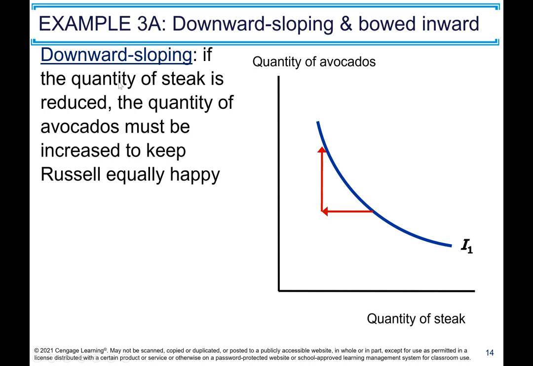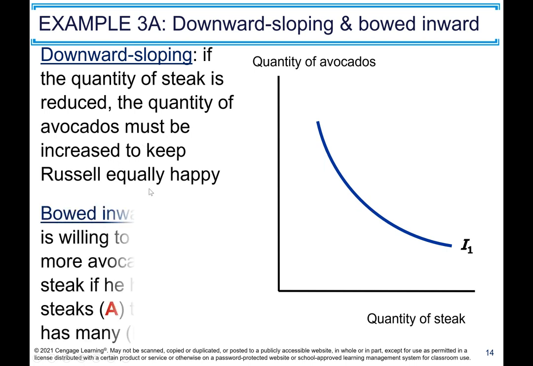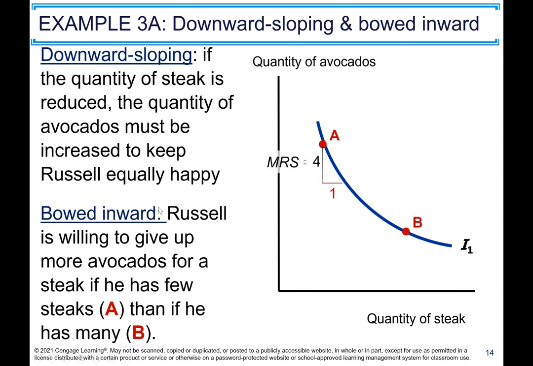Downward sloping: if the quantity of steak is reduced, the quantity of avocados must be increased to keep Russell equally happy. Bowed inward: Russell is willing to give up more avocados for a steak if he has few steaks, point A, than if he has many, point B.